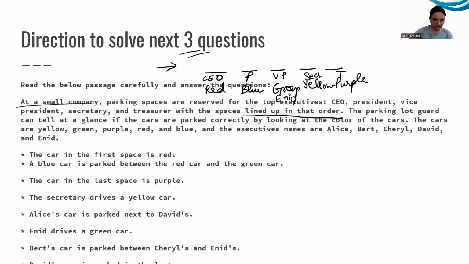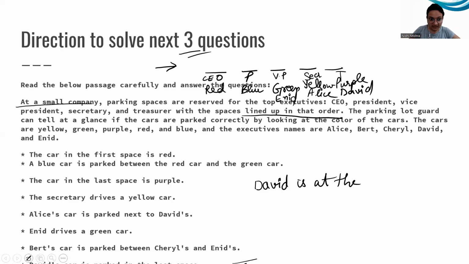I don't know. Now, what is written here? I will make it clear also. David is at the last space. So this is David. Okay. This is not properly visible. I will make it. Now, let's see. Alice's car is parked next to David. Now, David. Next, in this direction, I can't move. So this is Alice.